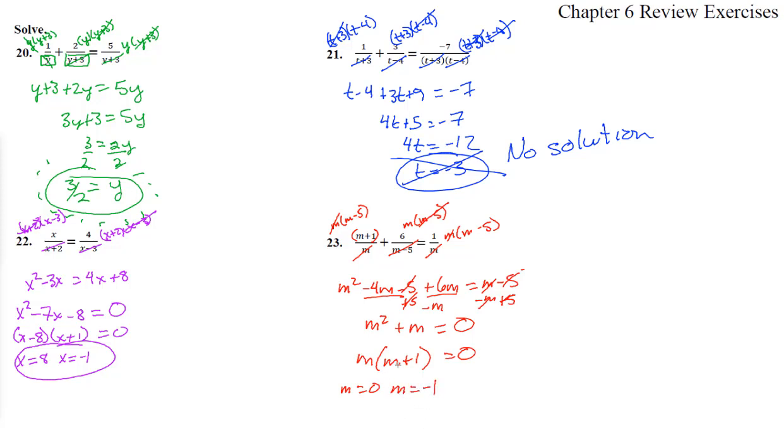So let's go check right here. In the original fraction, we couldn't have a 5 or a 0. So of these two answers, that one is not possible as an answer. So m equals negative 1 is our answer. Good.